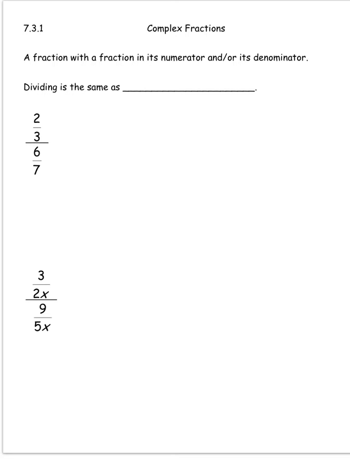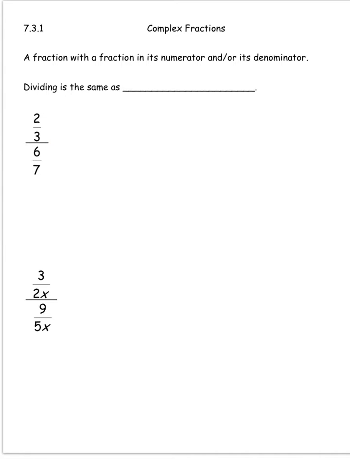All right, simplifying complex fractions. First of all, a complex fraction is a fraction with a fraction in its numerator or its denominator, or both. The examples you see here have a fraction in the numerator and a fraction in the denominator. Okay, and so that middle fraction bar is telling us that we are going to be dividing by 6/7.